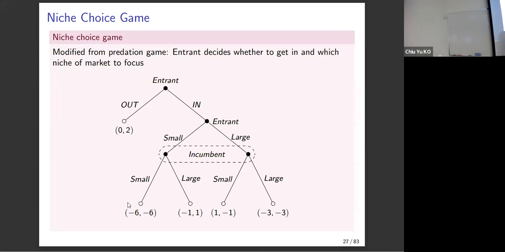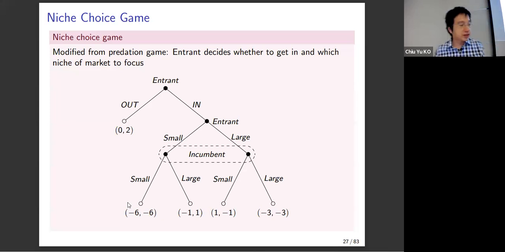And if player 2 is the incumbent, if they're different, small and large, they don't collide. Player 1 gets 1. Entering is still a little bit costly, because of the entry cost, lose 1, because the entrant chooses a small market, so they lose some money. If they fight, it's -6 for them. If the entrant chooses the large market and the incumbent chooses small, then losing $1. If they fight in the large market, -3. So there's the payoff.